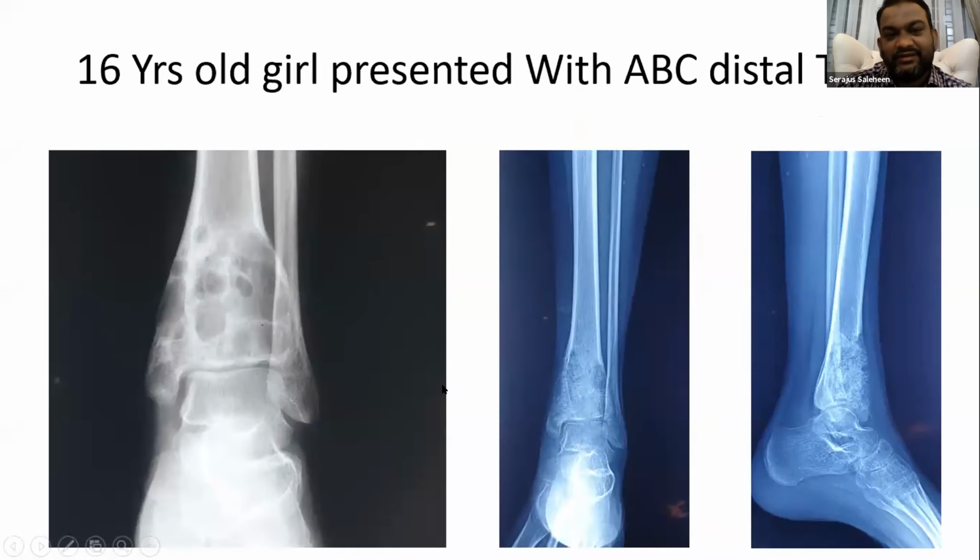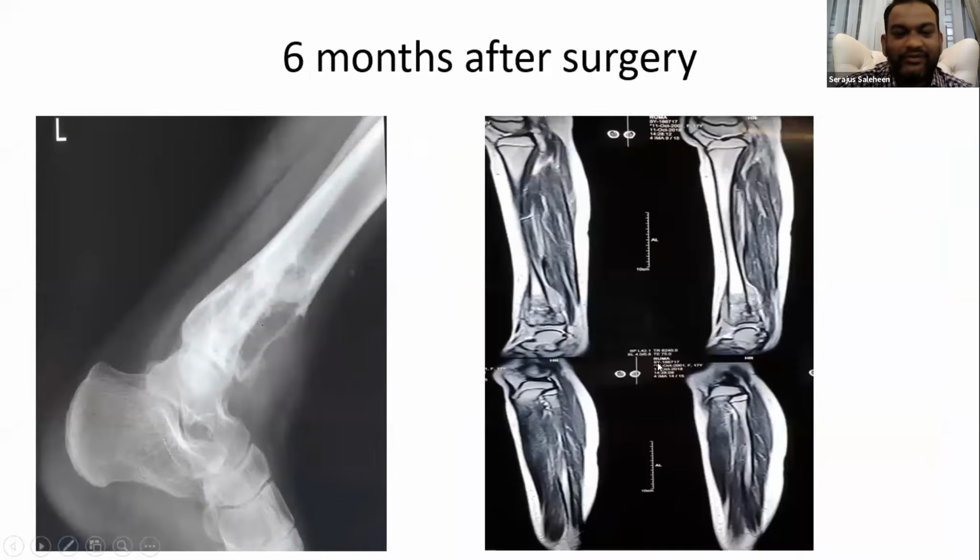This is another case. A 16-year-old girl presented with an aneurysmal bone cyst in the distal tibia, and there is an osteolytic lesion in the distal tibia. The surgeon did curettage with bone graft. After 6 months, the anterior cortex is eroded and vanished, and the tumor has also gone into extracompartmental soft tissue expansion.